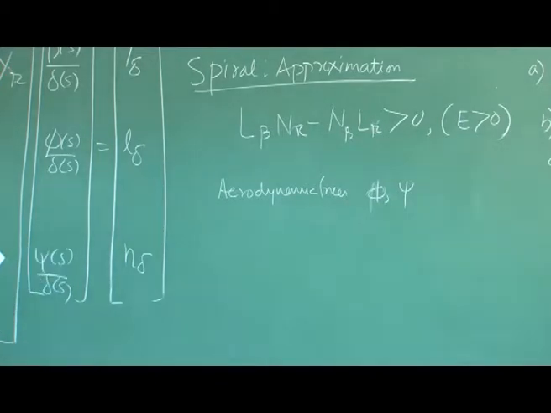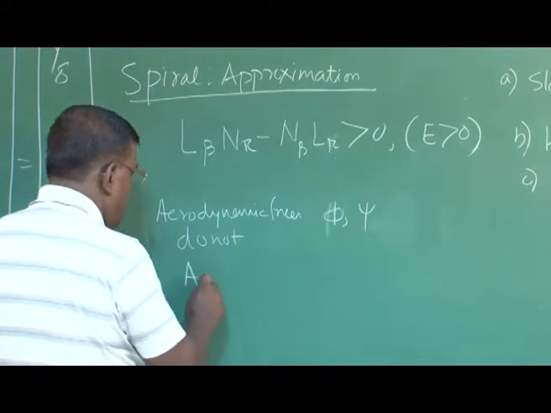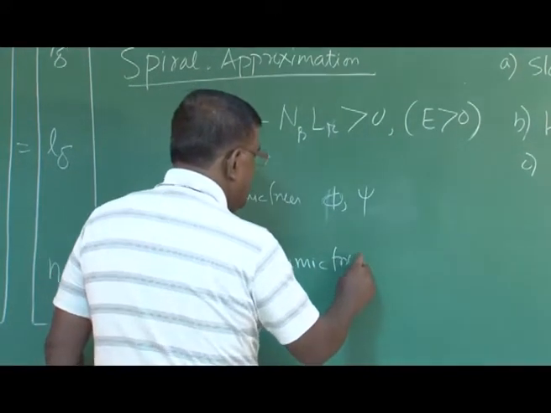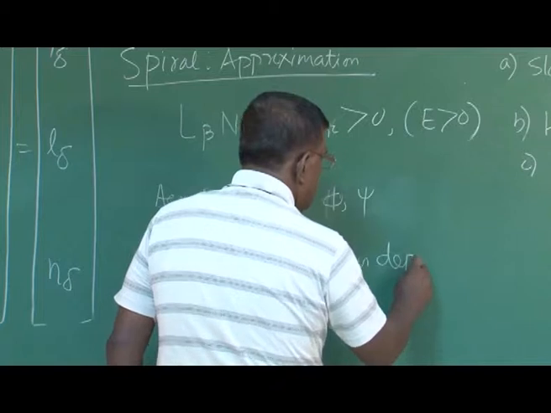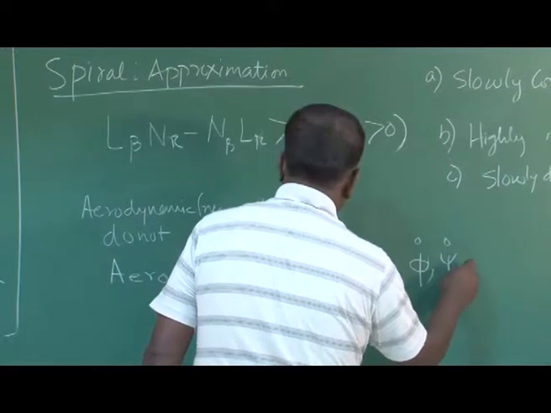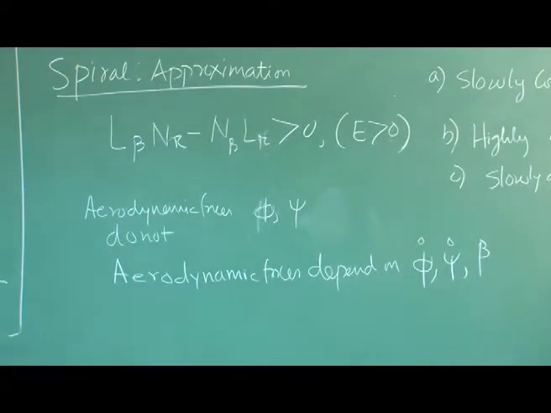Please understand, we are aware that for the normal case the aerodynamic forces will not depend upon phi or psi, right? It is a fair assumption to believe that aerodynamic forces depend on phi dot, psi dot, and beta. Okay, you can understand why phi dot.